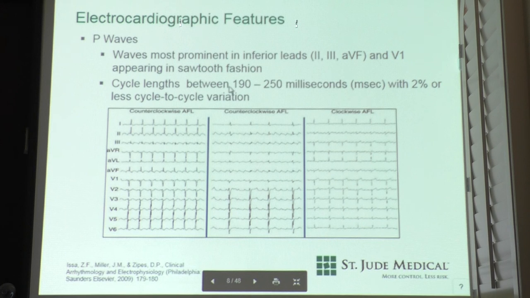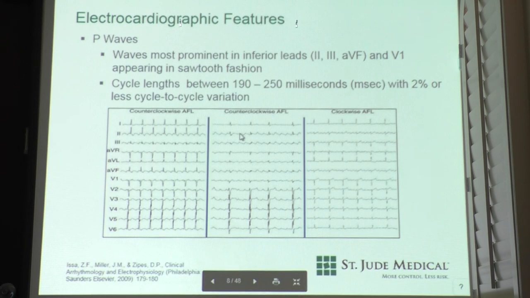Cycle lengths between 190 and 250. You're familiar with looking at things in cycle length, a little bit? So the cycle length is the difference between rate and interval. They are reciprocals. So in this case, the faster the rate, the shorter the interval, and likewise the opposite. The longer the interval, the slower the rate. We call it the cycle length. So basically the time between beats.